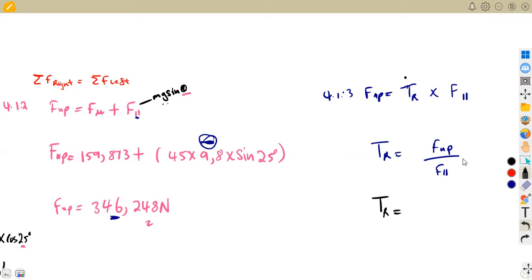So our TR is going to be F up, which is 346,248, everything divided by F parallel, which is given as mg sine of theta, which is this part that we have. So this is 45 times 9,8 times the sine of 25 degrees. This is just a repetition here. If you calculated this value before, then you simply substitute that value. There's no need for you to rewrite all the values.